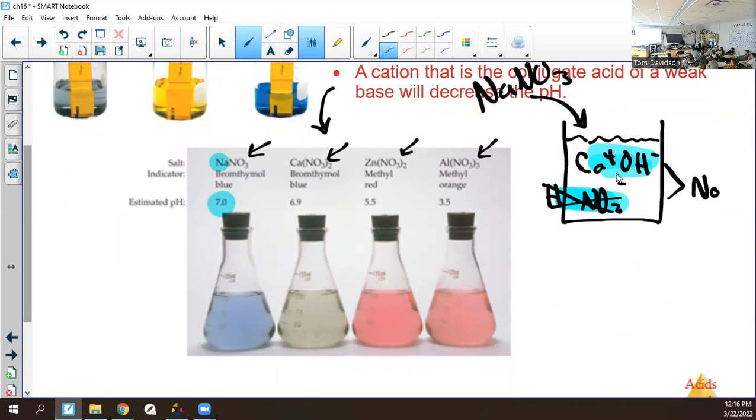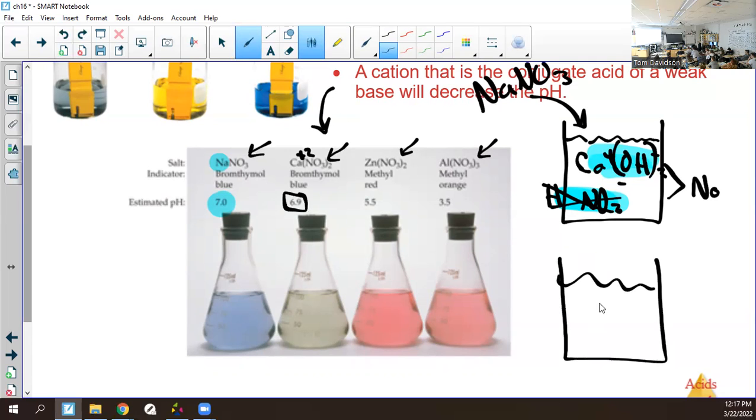So calcium, the strong bases are family 1 and heavy family 2. So calcium is just barely the weakest of the strong bases. It kind of grabs hydroxide to make Ca(OH)2, but almost not at all. So you can see that the pH was slightly affected by adding calcium, but not much. It's still 6.9.